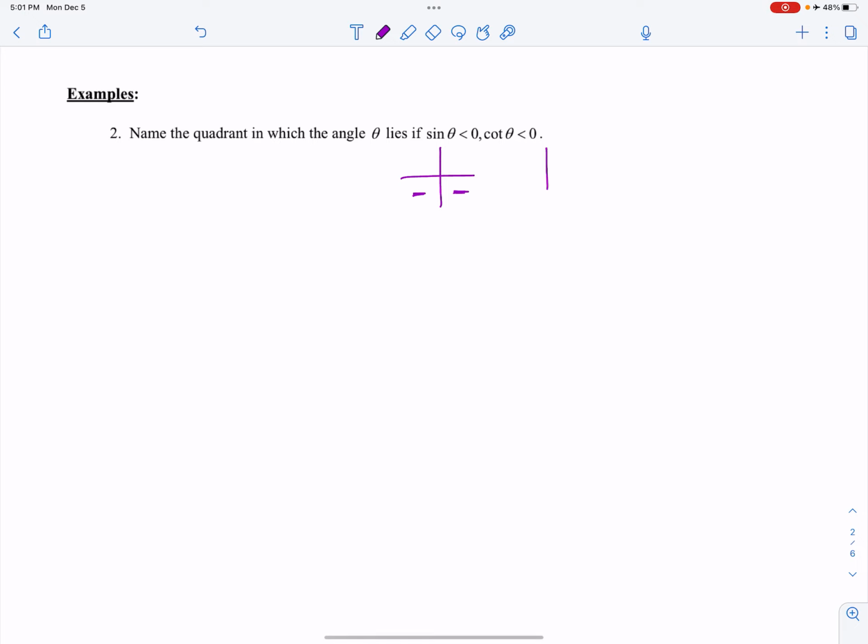Now what about cotangent? Cotangent will be less than 0 here and here in these quadrants. So now we're looking at where do both of these things become true, and we see that they're both true in this quadrant right here, which is quadrant 4.